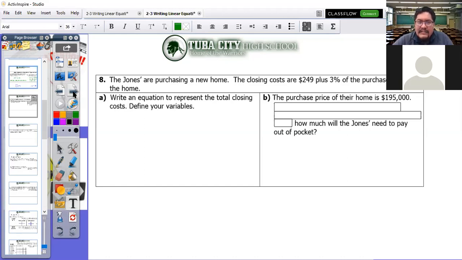So there's a lot of words here that you may not be familiar with. So closing costs, what does that mean? Like you've probably heard of a phrase, something like close a deal. When you close a deal, that's like, okay, this is it for now kind of thing. Now, to buy this house here, the closing cost, like I said, is $249, and that's a fixed cost. If you're buying a little home, it's still going to be $249. If you're buying a big home, it's going to still be $249. But you're also going to have to add the cost of 3% of the house.